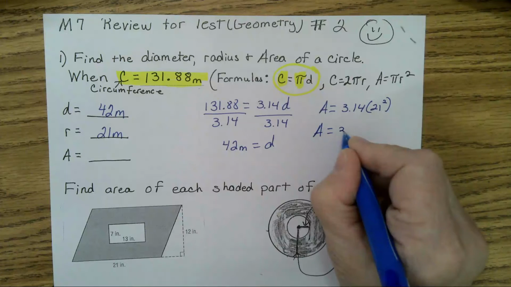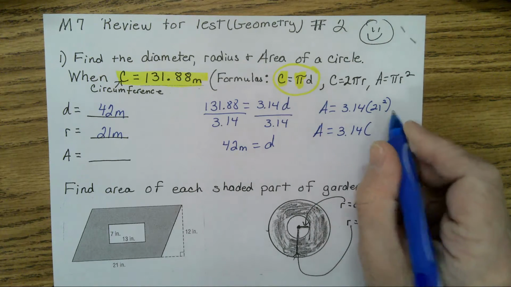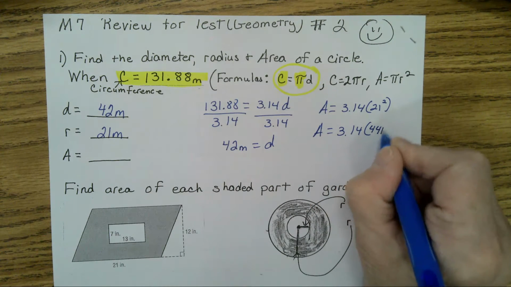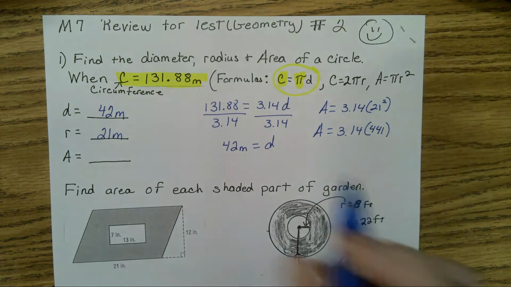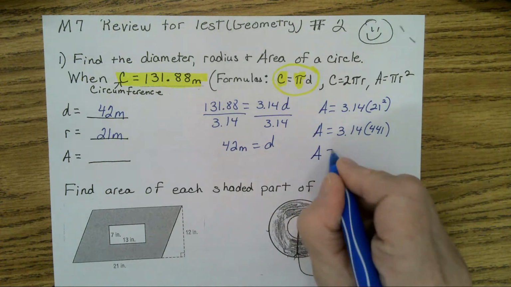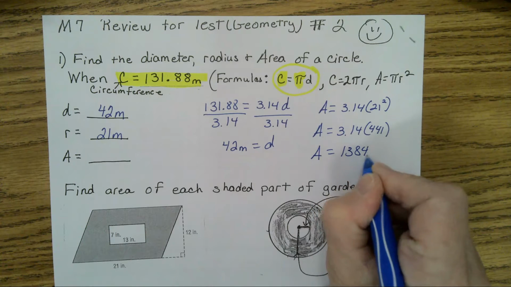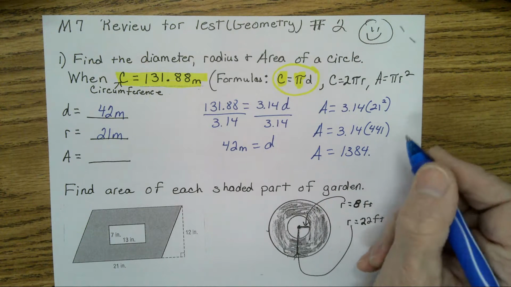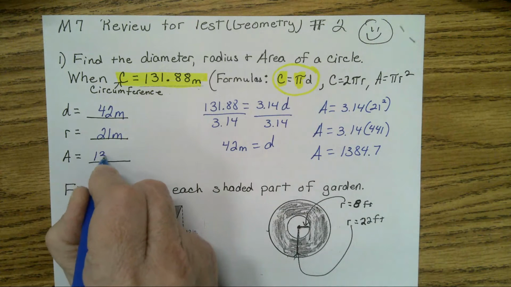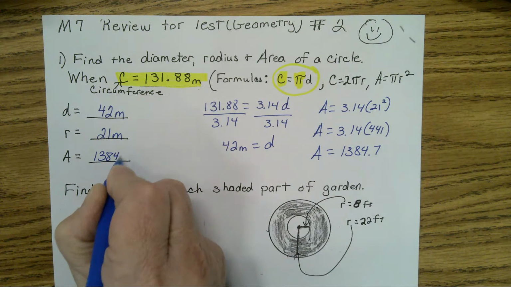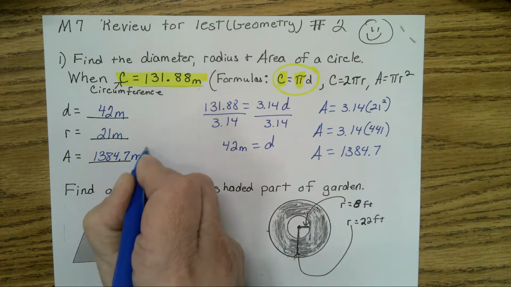So 3.14 times 441 gives us the answer of 1,384. And if we round it to the nearest tenth, it'll be 1,384.7 meters squared.